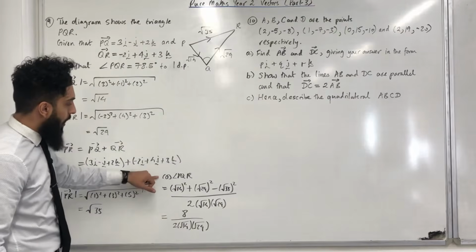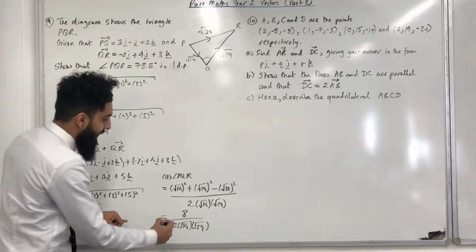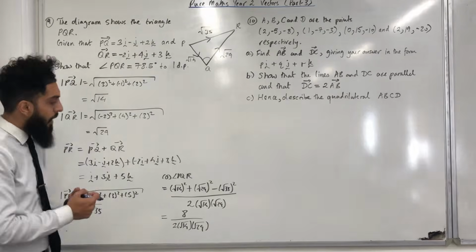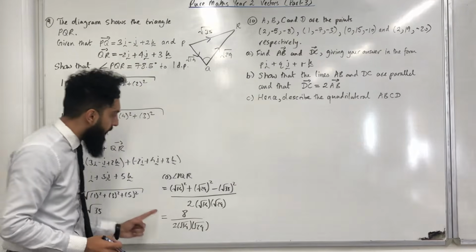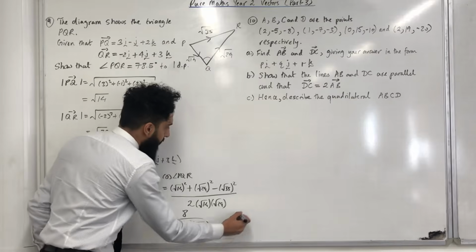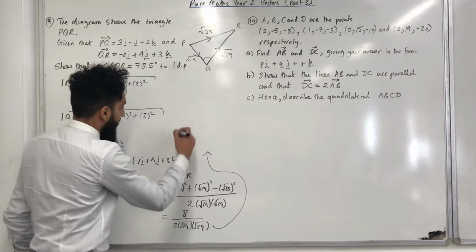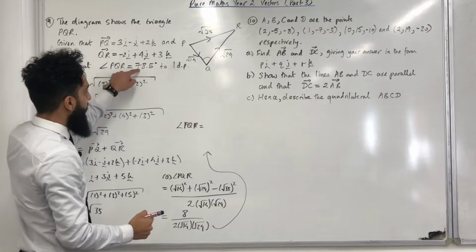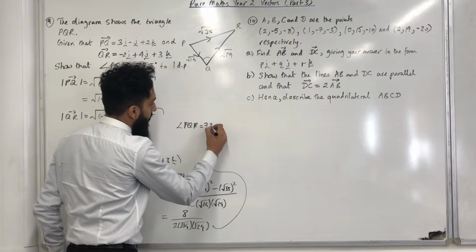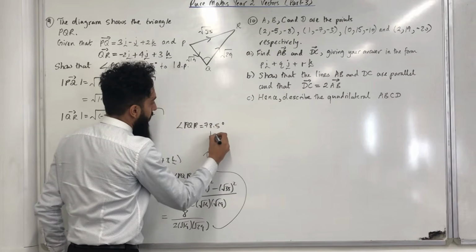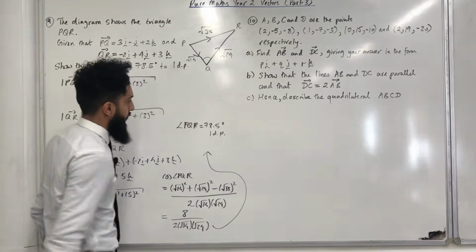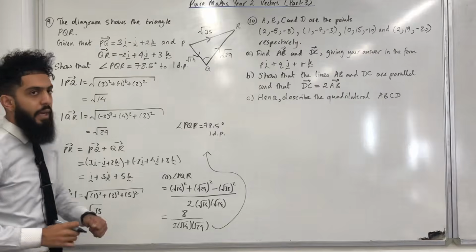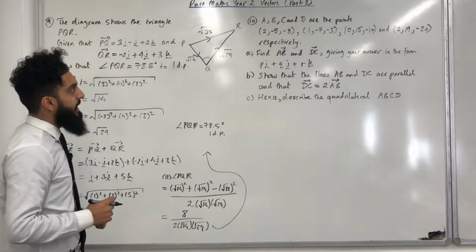So we know what cos of the angle PQR is. It is this fraction over here. Now I can find the angle PQR by taking the cos inverse of this fraction. If I do this, I get precisely angle PQR is equal to 78.5 degrees to 1 decimal place. So that completes question number 9. Let's move on to question number 10.